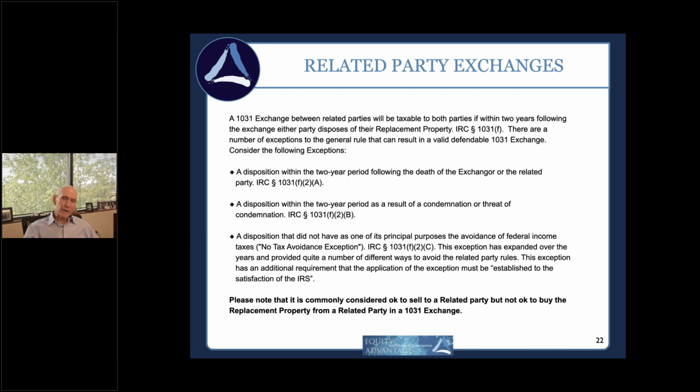But with related party transaction, I want to stress this once again, selling to a related party in an exchange is typically considered okay. Buying from a related party is not, unless each party is doing exchanges and each party is going to hold their respective replacement for no less than 2 years. You can read the fine print, and that avoidance of tax thing comes in there. Some people say, well, 1031 is avoidance. Well, no, it's not. It's deferral. But it's one of those things where anytime you're working with a related party transaction, I really advise you to talk to your tax people about the situation.